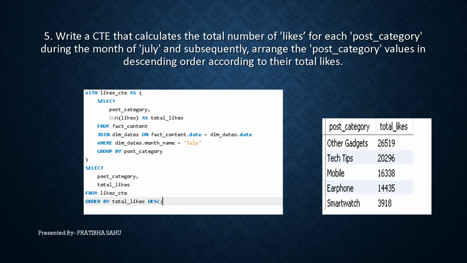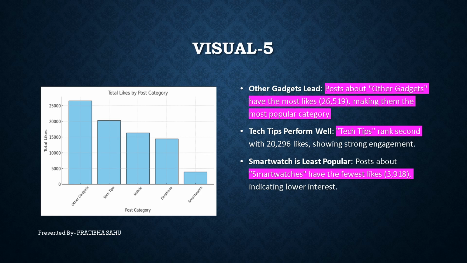The fifth question is write a CTE that calculates the total number of likes for each post category during the month of July and subsequently arrange the post category values in descending order according to the total likes. So here the bar chart shows the total likes for different post categories. Posts about other gadgets received the most likes, which is followed by tech tips. Posts about smart watches received the fewest likes.